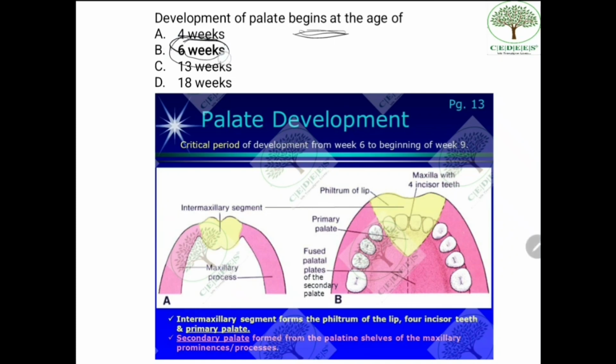This is basically the critical period what I spoke about. So maybe that's why 4 weeks could also be like the initial formation could also begin at 4 weeks, and 6 weeks will mark the most important portion of the palate development, but still I would answer it as 6 weeks.